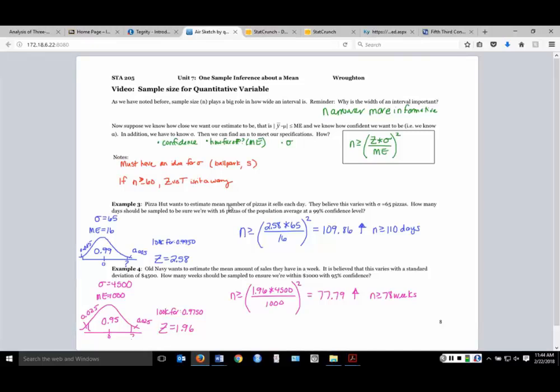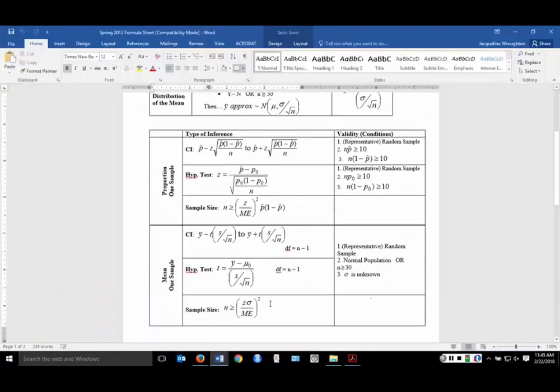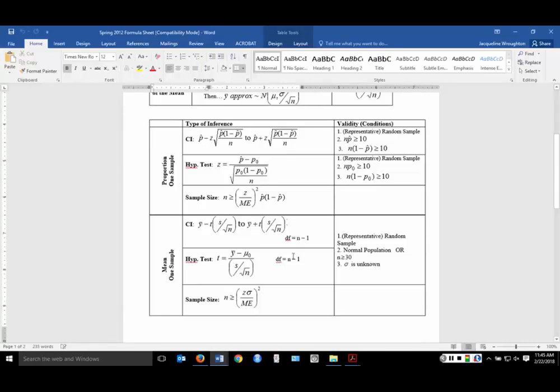Alright, so that concludes looking at inference for a mean. So you have a hypothesis test, a confidence interval, and how to find sample size. And all of those things, of course, are on your formula sheet: our confidence interval, our hypothesis test, and that sample size formula we just looked at.